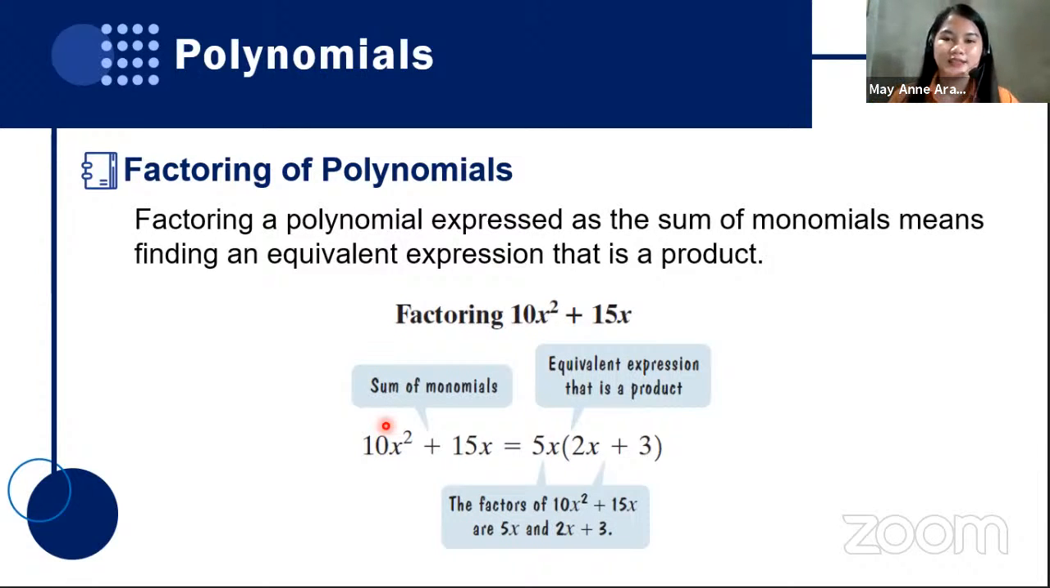Factoring a polynomial, expressed as the sum of monomials, means finding an equivalent expression that is a product. It is the opposite: when we factor, it is the opposite of multiplication. So earlier, given the factored form, we multiplied. In this case, we return what has been multiplied to its original form, before it was multiplied. So that is factoring.